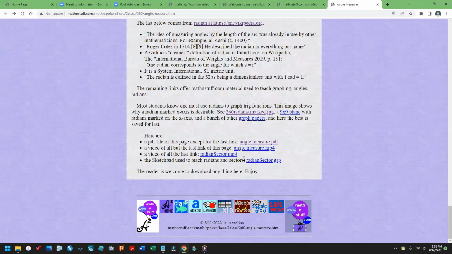No, I know better. I'm going to go to angle measure, MP4. That's a whole video on angle measure. This page. Here's a whole video on radians and sectors. I do not intend to show you that. If you want to see it, this is what I do when I teach radians and sectors in a pre-calc class. It's too long to include here. Here's the Sketchpad for it.